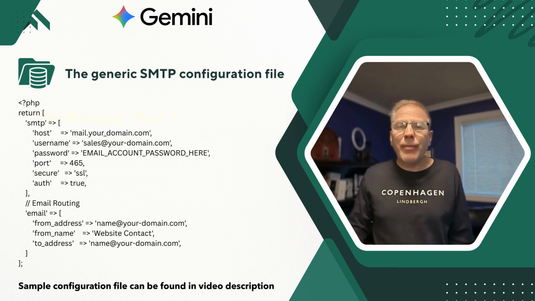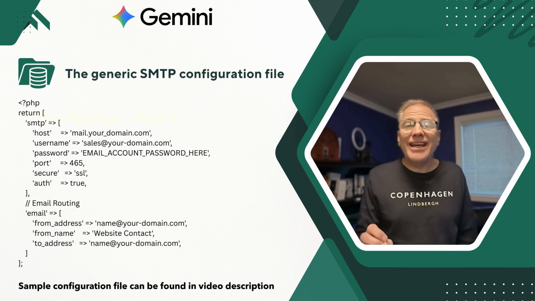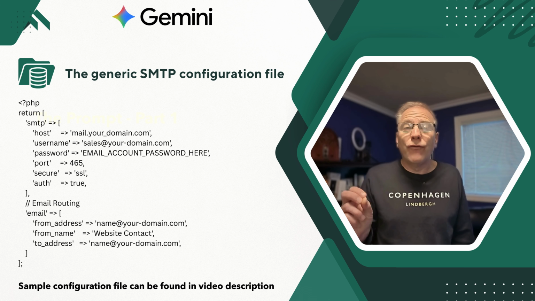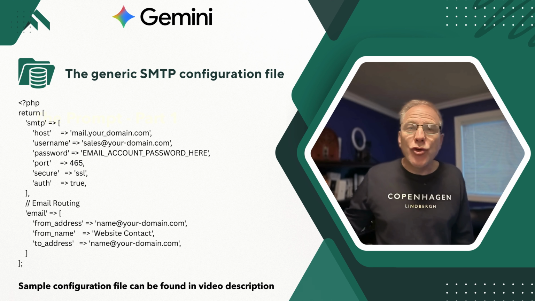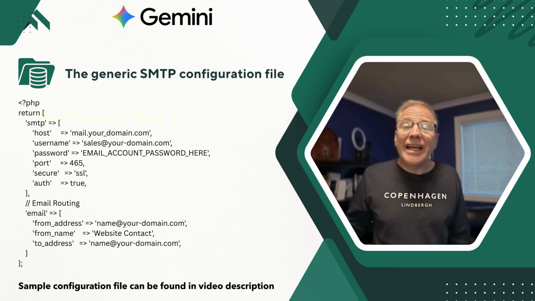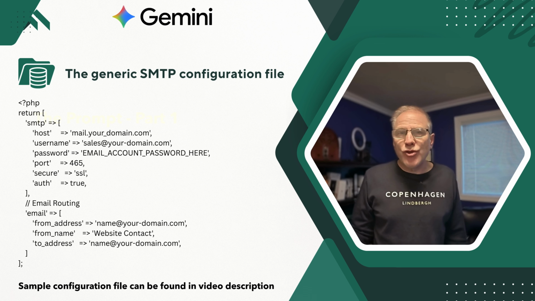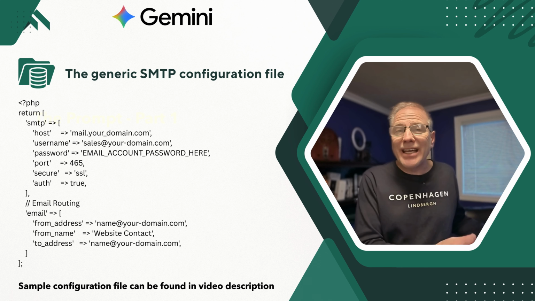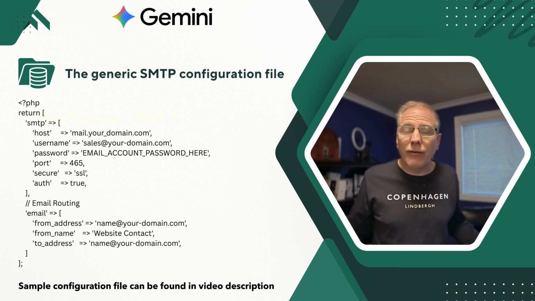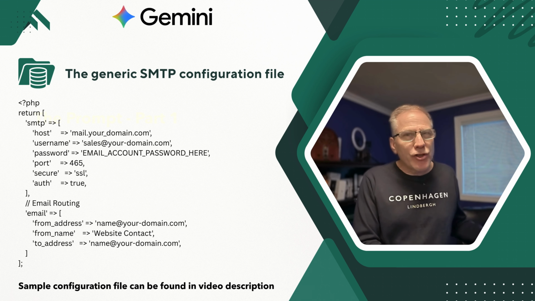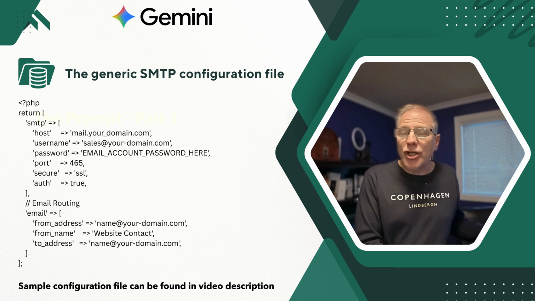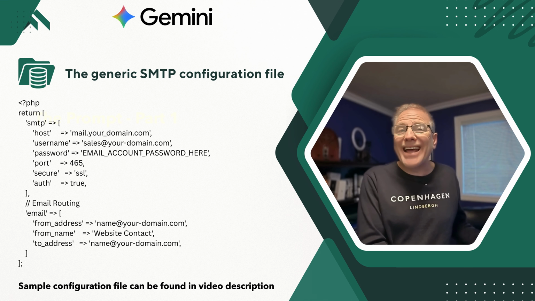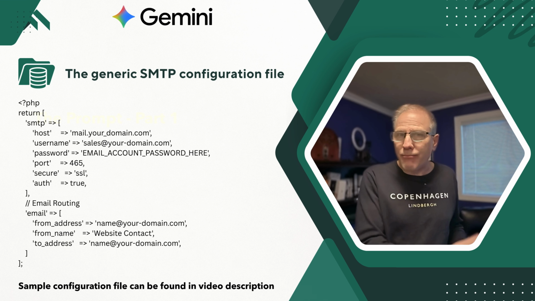So the next step is to create the PHP configuration file for your email server using the information we gathered in the previous step. Now, this is quite easy, and I've included these configuration files in the video description so you can download them so you don't have to type them all from scratch. Now, as you can see, it's pretty straightforward. You just take the information you gathered in the previous step and enter it into the PHP file and then save it to your computer.